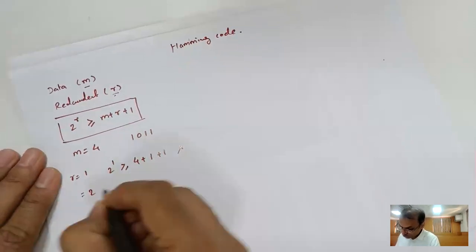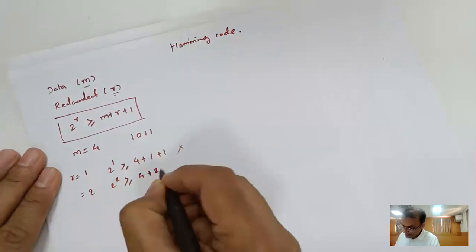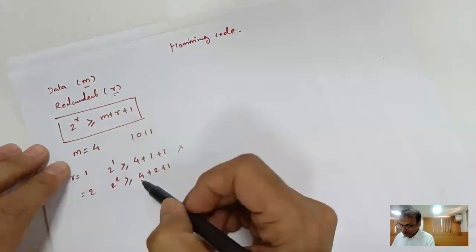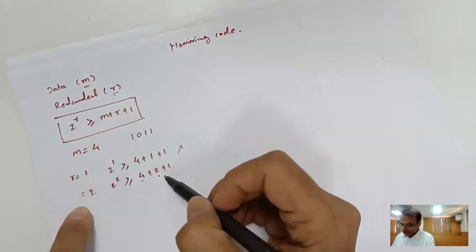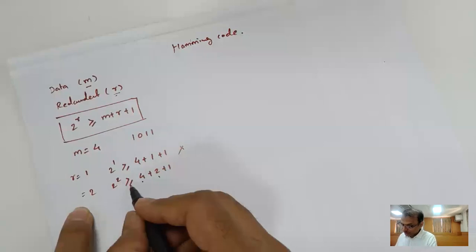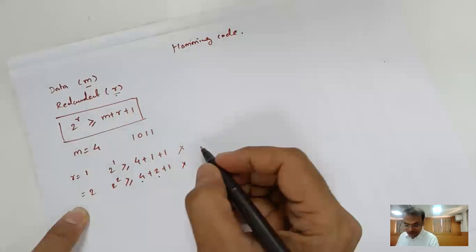With r is equal to 2, 4 plus 2 plus 1. So I'm just putting the values in 2 raised to r, m plus r plus 1, because r we have taken as 2. And this also, 2 raised to 2 is 4, is not greater than this one. So this doesn't satisfy.